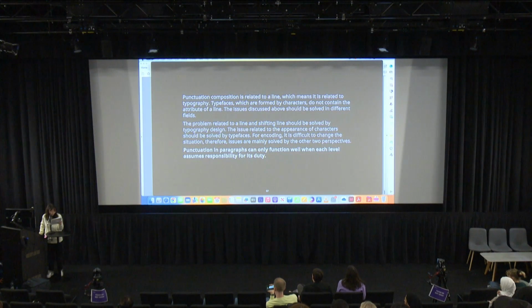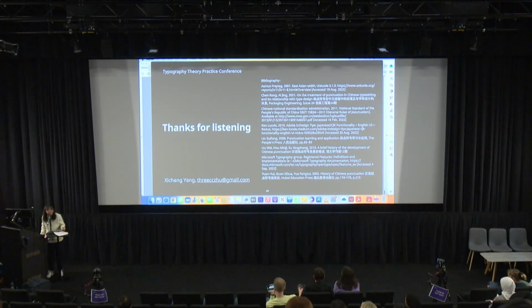Later, when people wanted to update, it was too late to resolve these issues at the encoding level, and the only solution was through typefaces and typesetting. Type designers and typographers should understand those encoding problems, the OpenType features, and the typesetting rules we need to follow. In this way, when typesetting bilingual text, we can avoid punctuation mistakes and improve layout quality. Punctuation in a paragraph can only function well when each level assumes responsibility for its duty. Thanks for listening.